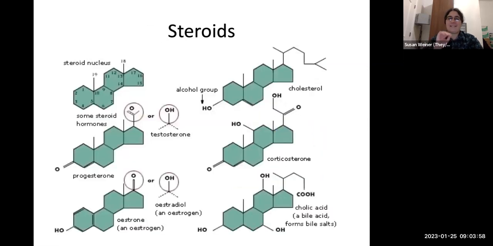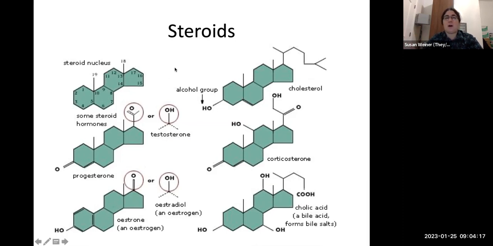And finally, we get to steroids. I had a great question on the homework of someone asking, why are steroids considered a lipid? They don't look like anything else, right? They don't look like any of the other fats. And that really comes down to the fact that this basic structure is all hydrocarbon. So even though it's not a long tail, it's still all hydrocarbon.